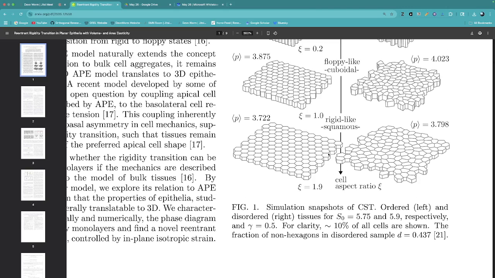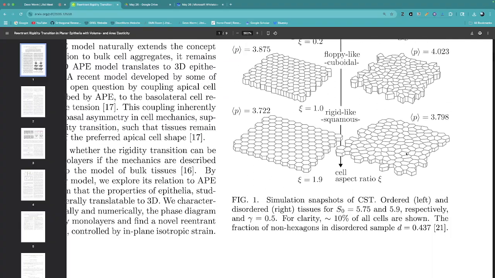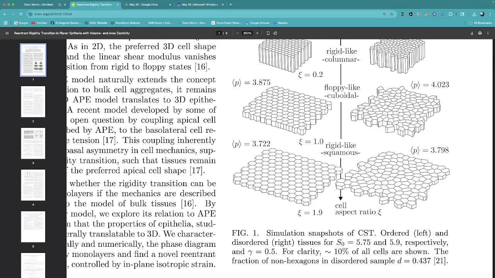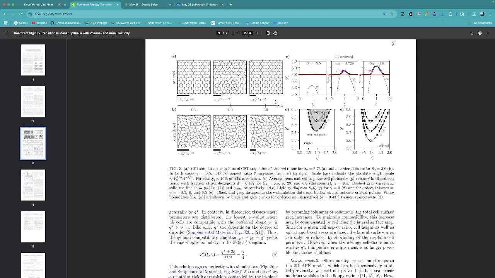So I don't know if that means that in the disordered sample they have, I guess, a parameter value for non-hexagons. So they have a different fraction of non-hexagons in the disordered phase that are here. So you can see that, like Susan said, they're not just hexagons in the disordered phase, but other types of shapes as well.